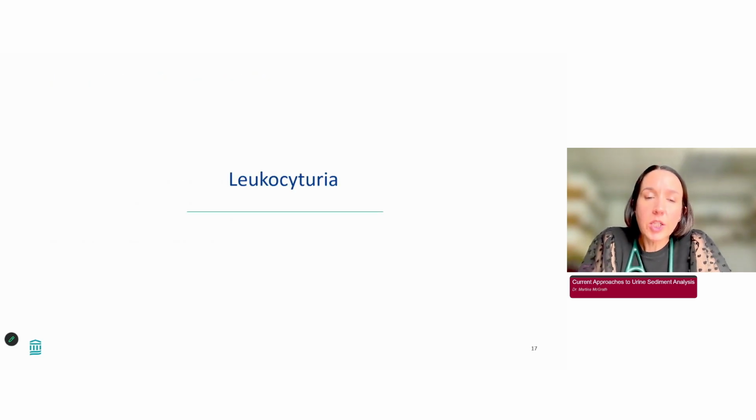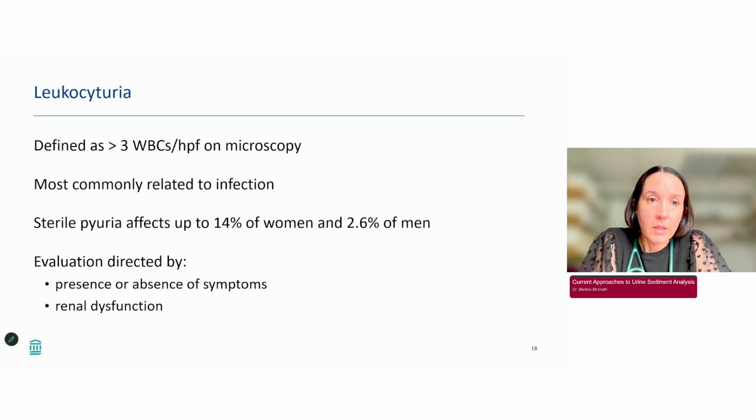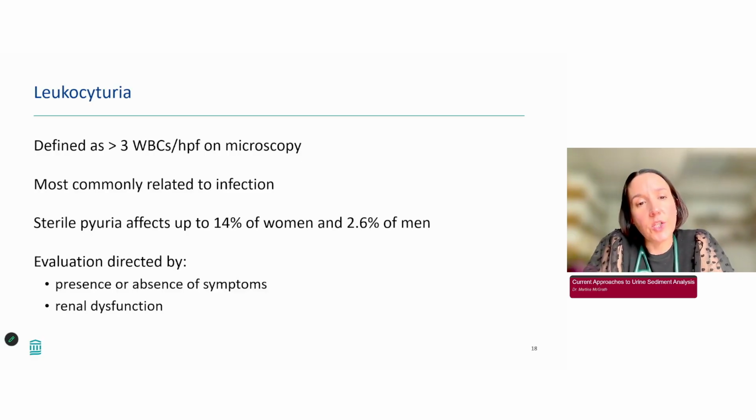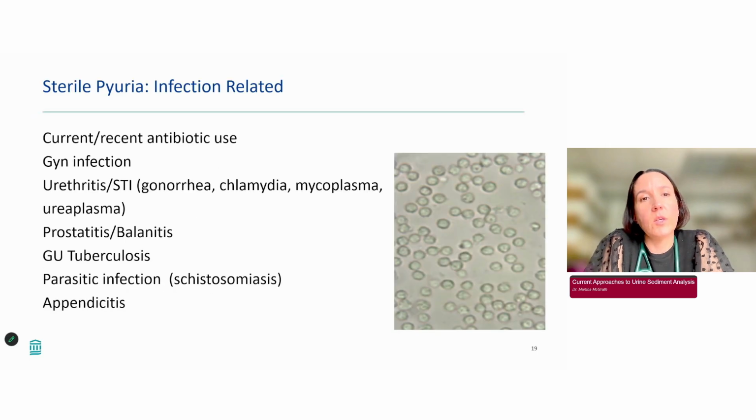Okay, moving on to leukocyturia. So white cells in the urine, greater than 3 white cells in the urine is considered abnormal. It is most commonly related to infection, but sterile pyuria affects up to 14% of women and 2.6% of men. And the evaluation really is determined by the presence or absence of symptoms and the presence or absence of renal dysfunction. So what are the causes of sterile pyuria that are infection related?